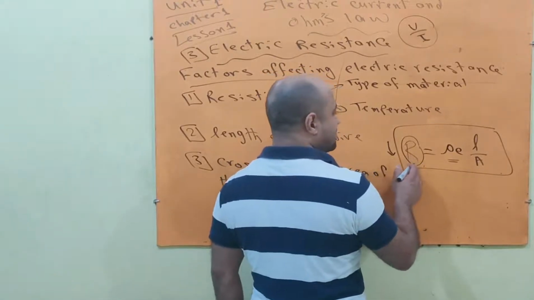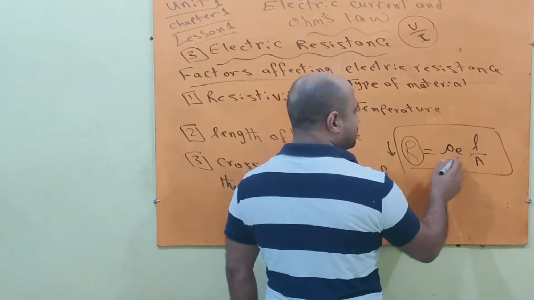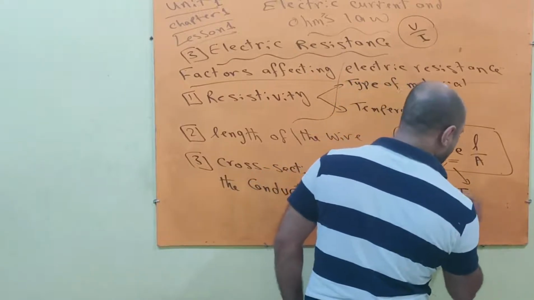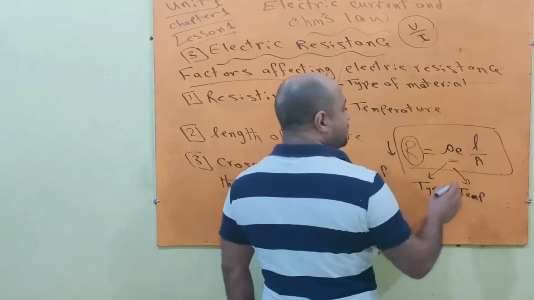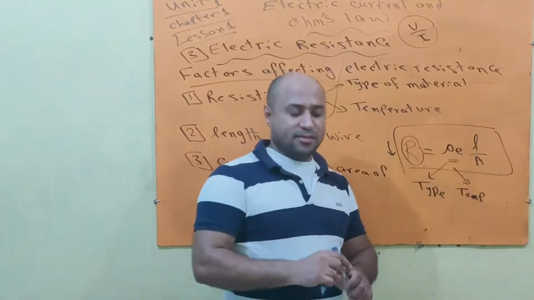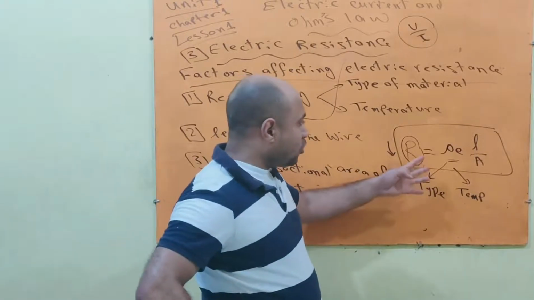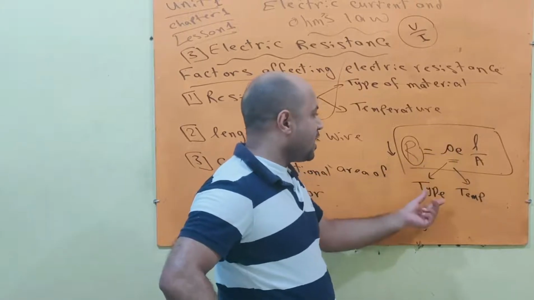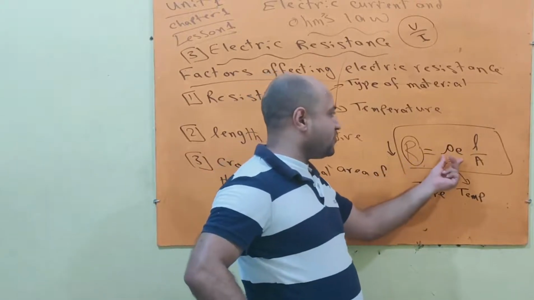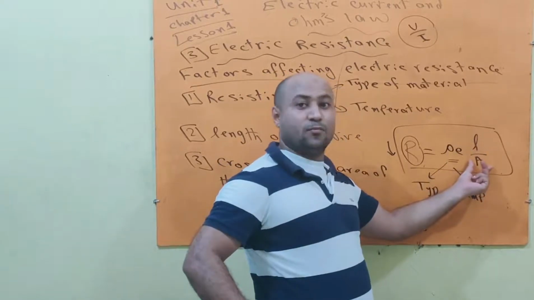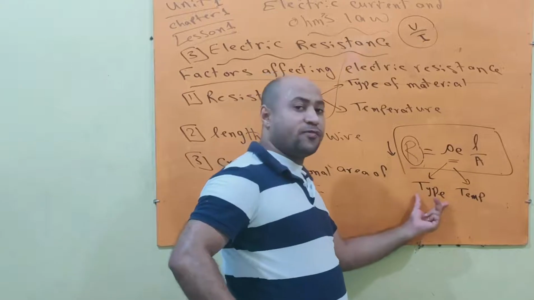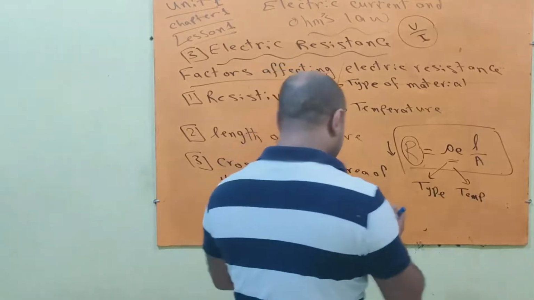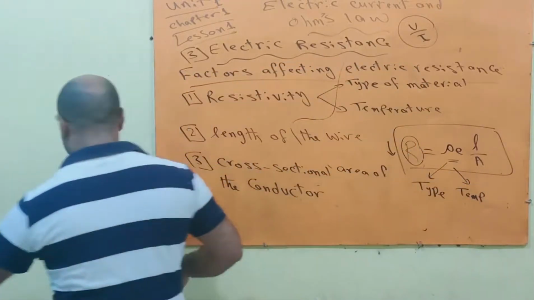So the factors affecting the resistance from this rule: resistivity of the conductor, which depends on two factors, type of material and temperature, length of the wire, and cross-section area of the wire, the thickness of the wire. So we can say there are 3 factors or 4 factors. If you break down the rule, you can say resistance depends on resistivity, length and cross-section area. Or you can say resistance depends on type of material, temperature, length and cross-sectional area. And we call these the factors affecting the resistance.